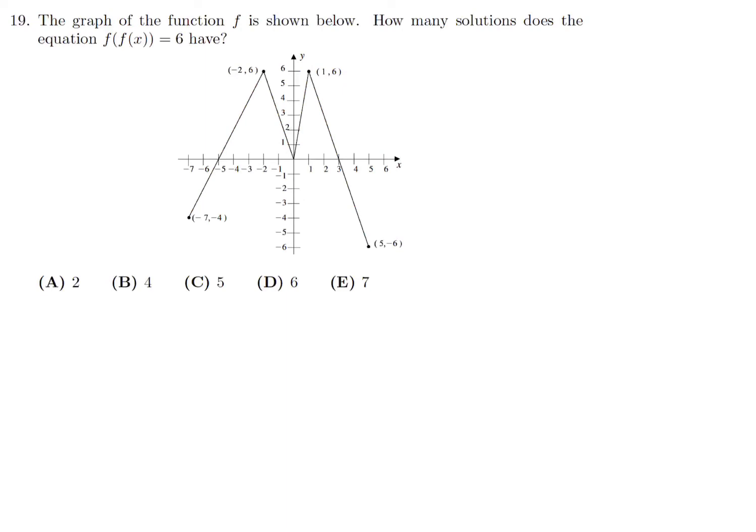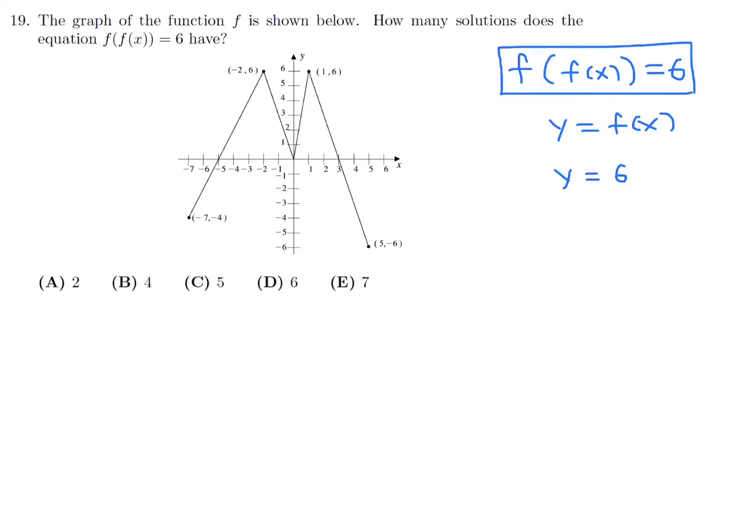The graph of the function f is shown below. How many solutions does f of x equals 6 have? So we have f of x is equal to 6, right? And we all know that y is equal to f of x. So this basically is saying that we want to figure out when this graph has y as 6. That is what this part is saying. For what values of x is y equal to 6? Well, the good news is that they've actually labeled those right there.